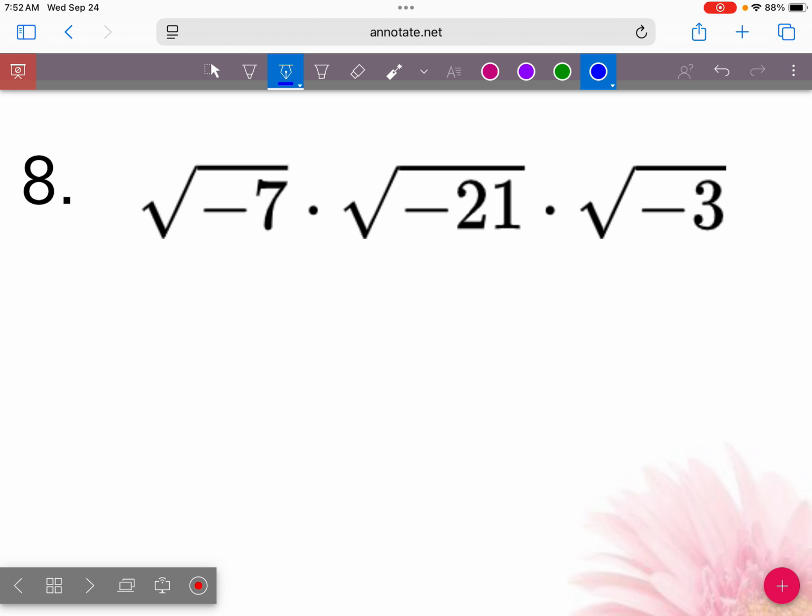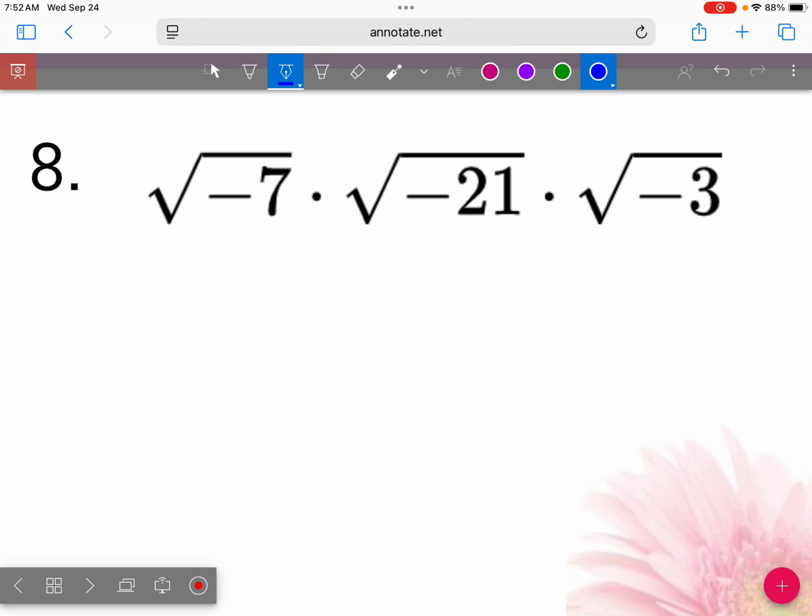One more like this, and then we'll do probably 2 at the bottom, just because they're easier than they look. We're going to do this one and then 2 at the bottom.